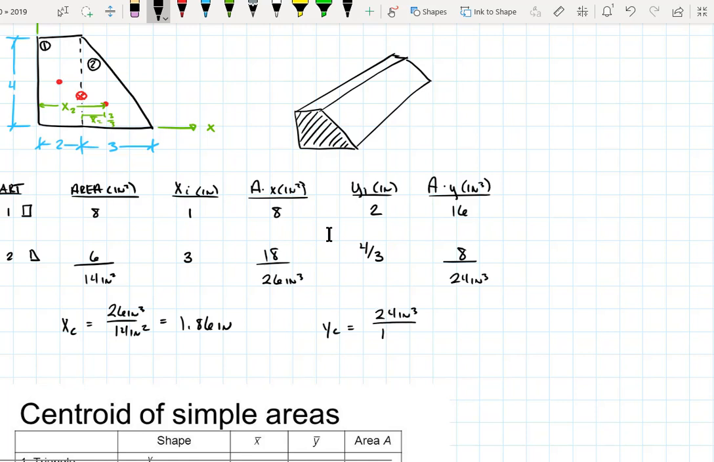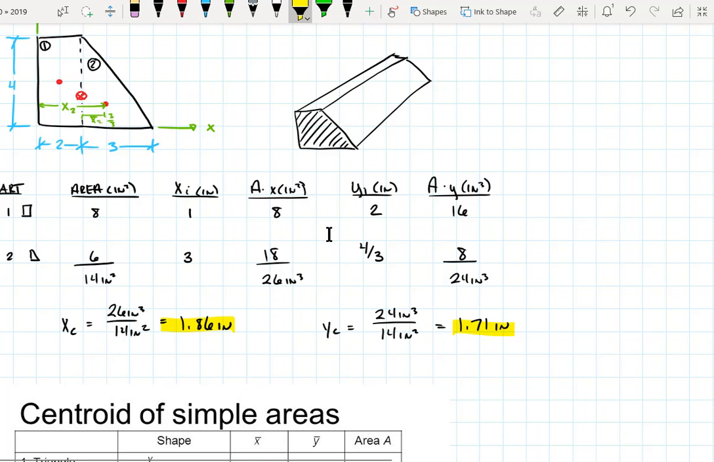Same total area, 14 inches squared. So 24 divided by 14 is 1.71. I kind of drew it at 1.5 or so, so I could also be convinced that that's a reasonable number. So I would have the X and Y coordinates of the centroid for this wedge-shaped beam, a beam that has a wedge-shaped cross section.